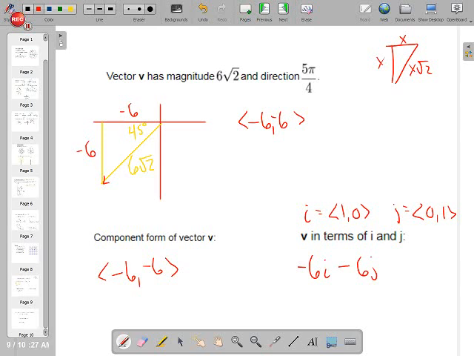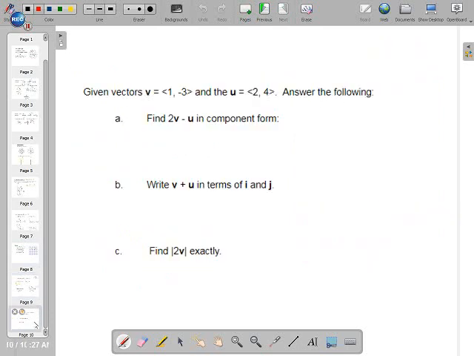So we have it in component form with the less than, greater than symbols instead of parentheses. And we have it in ij form where you basically just say, okay, this guy needs an i, that guy needs a j, and you write it out. It's a little bit easier to combine like terms and perform operations when you're in terms of i and j. And that's what we're going to do lastly, is I'm going to now find 2v minus u in component form.